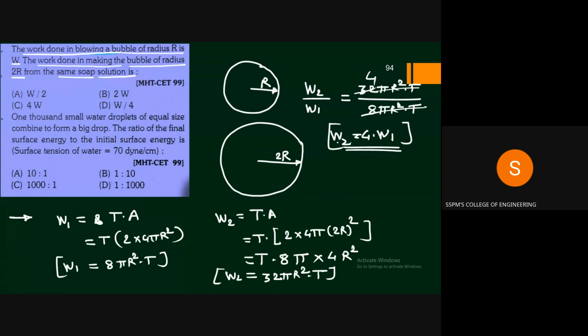So you can see the answer. The correct answer is option C. So here W2 is equal to 4 into W1. So this problem basically depends on the equation W is equal to T into area. And here area for the soap bubble is 2 times surface area. Now refer the second question. For the answer you can note down or you can directly take the screenshot.